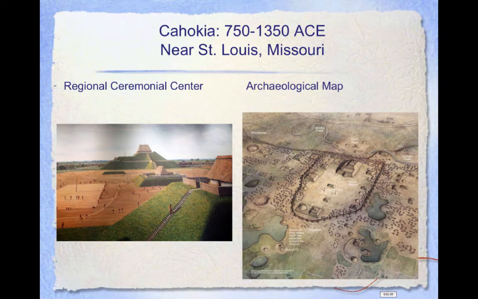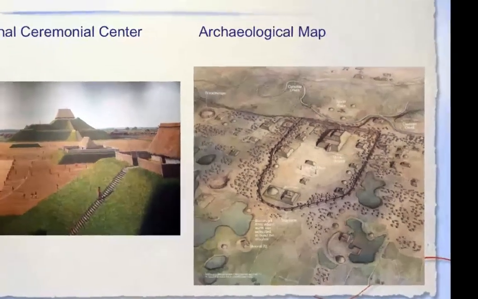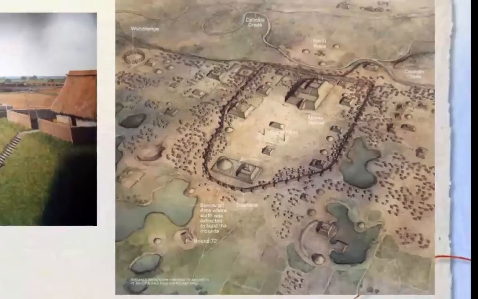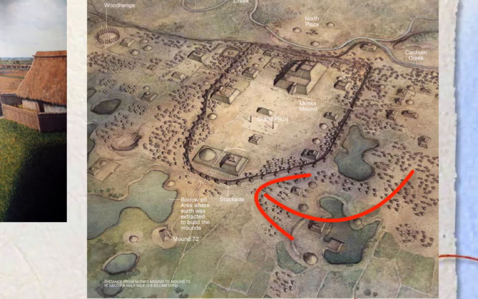Here's another image of Cahokia. This is an archaeological map created by the National Geographic Society. It provides a good picture of the city plan. One thing that is particularly important is the defensive walls around the central pyramid district. These are referred to as palisades. We can also see various creeks, ponds, and lakes that surround the city.